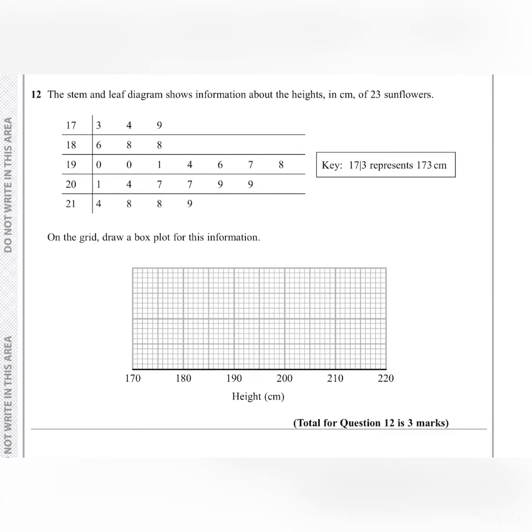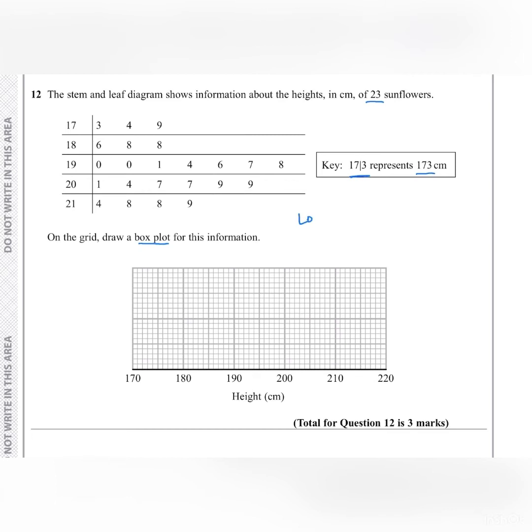Okay, question number 12, it says a stem and leaf diagram shows information about the height in centimeters of 23 sunflowers. And it says on a grid, draw a box plot for this information. And we're given a key for this stem and leaf diagram. So 17 | 3 represents 173 centimeters.